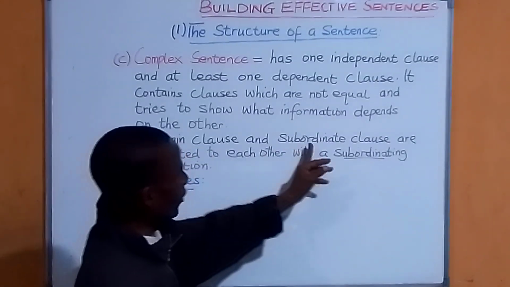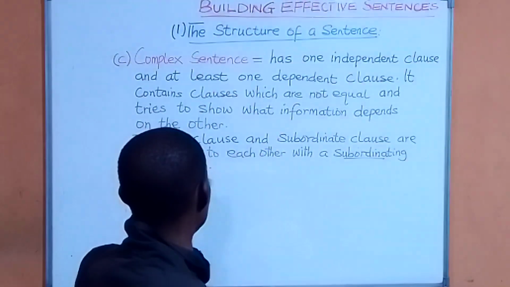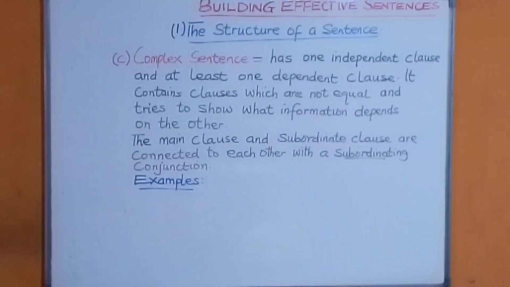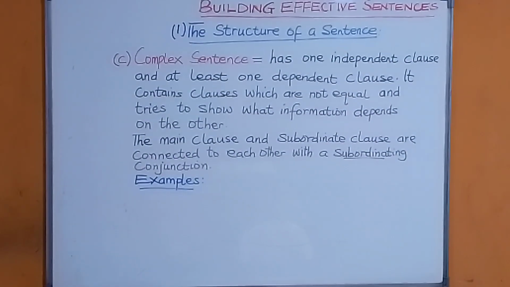The main clause and subordinate clause are connected to each other with a subordinating conjunction, like although, after, since, and so on and so forth. So we're going to look at some examples. Number one, look at the first example. Although it was raining, Fatu decided to go for a walk.